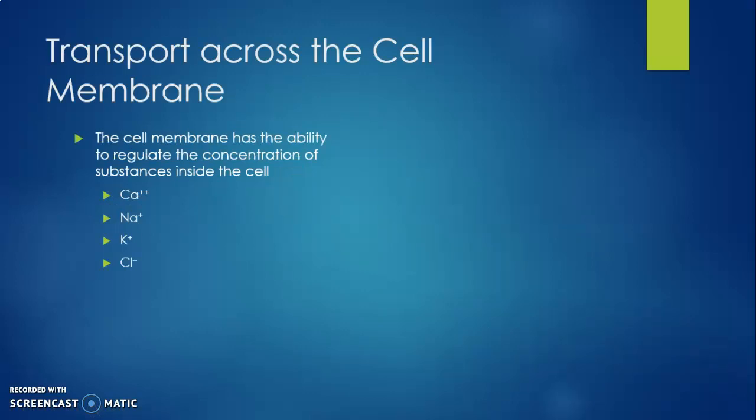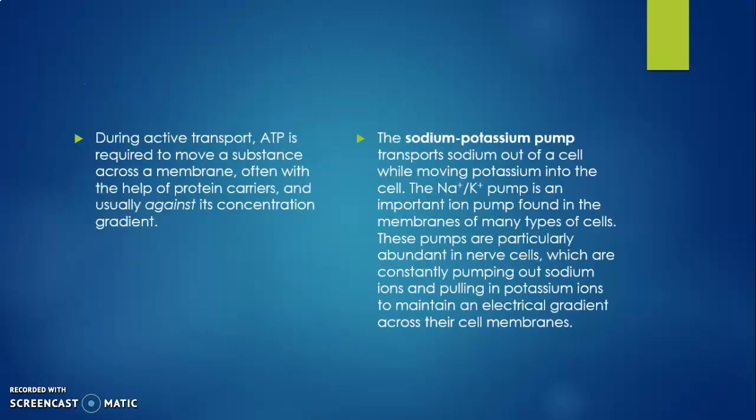So transporting across the cell membrane has the ability to regulate the concentration of substances inside the cell, and most of the time, if not all the time, this is talking about the calcium or potassium or sodium levels of the cell. During active transport, ATP is actually required to move substances across a membrane, and this is often with the help of protein carriers that will usually go against the concentration gradient.